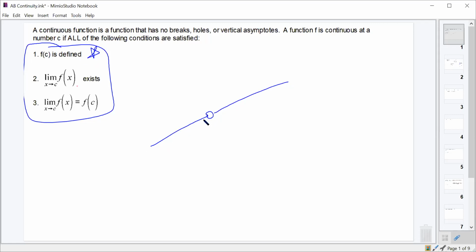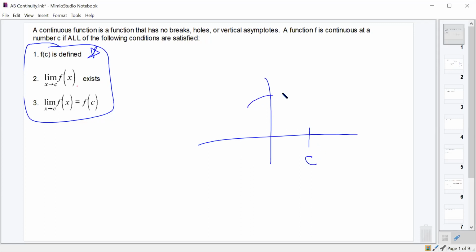Yes, it can be continuous at that point. Okay, good. The second criteria is that the limit has to exist. So let's suppose I'm looking at the limit at this value. Well, we're using C, so we'll use C here. And my function does this. Does the limit as we approach C exist? No, because from the left, it's whatever this value is, and from the right, it's whatever this value is, and they're not the same.